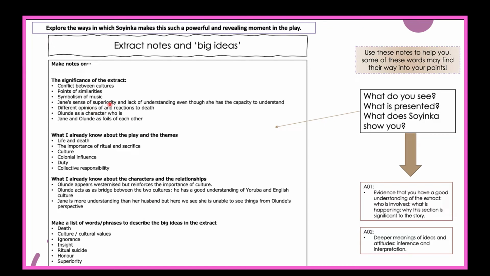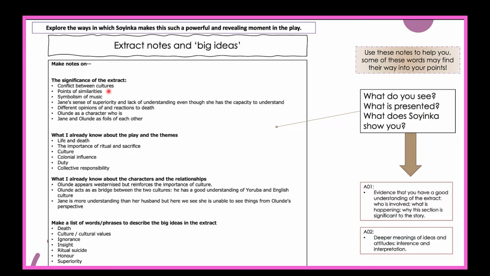So just some of the ideas, obviously you can pause the video and you can have a look. I'm not going to read through it all, but just an overview of some of the ideas that just popped out when I read this extract. So what is the significance? You've got that conflict between the two cultures, really, really obvious, because we see that it's Jane and it's Olunde. So you can really see, obviously, right, I know what I'm looking at here.